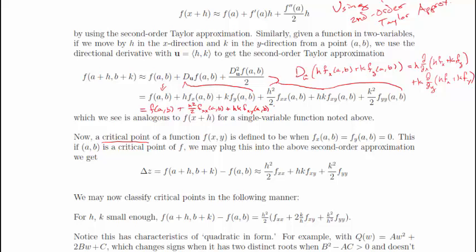I'm also using in this that since this is a smooth function, since both of these derivatives exist and everything, f sub xy equals f sub yx, which we'd done when we were doing partial derivatives. We'd seen that that's true for nice smooth functions. Oops, should be a plus k squared over 2 f sub yy at a, b.